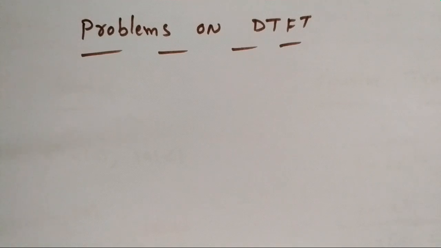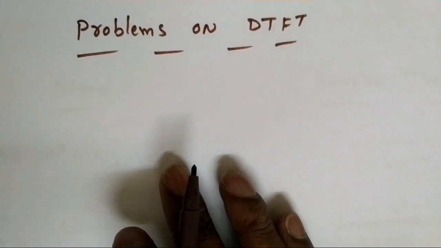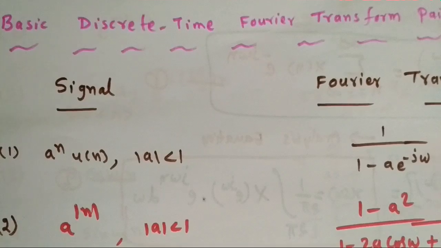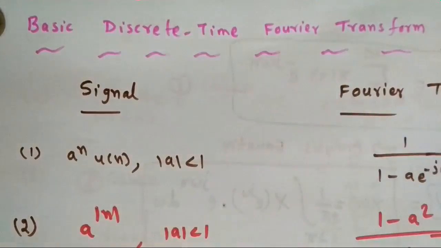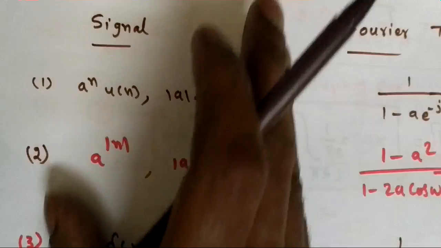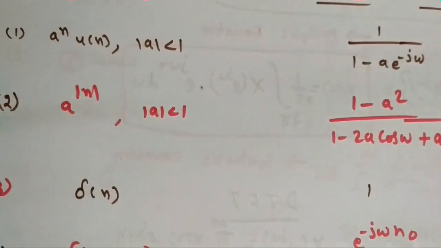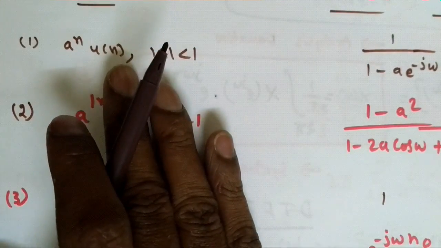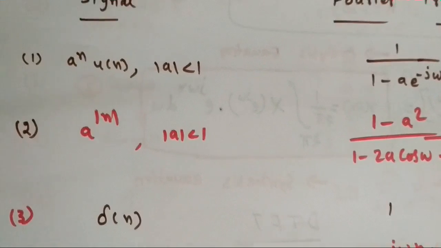In this lecture, we're going to solve problems on the discrete time Fourier transform. Before we solve problems, we have to summarize the basic signal Fourier transform pairs. On the left side, these are the signals; on the right side, these are the Fourier transforms. My suggestion is that you write these signals as well as the corresponding Fourier transforms and paste them in your reading room.